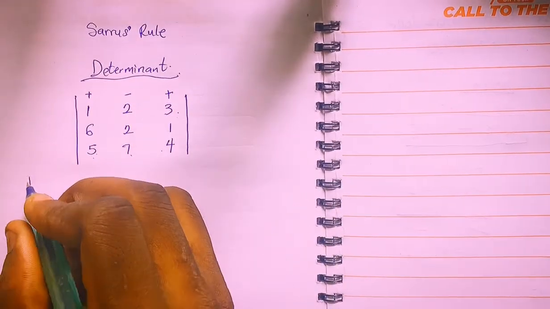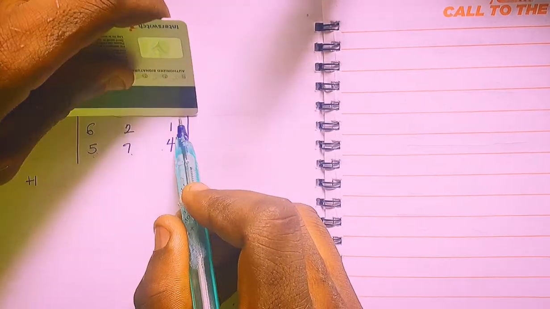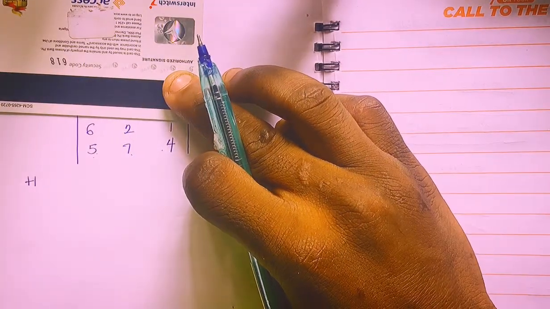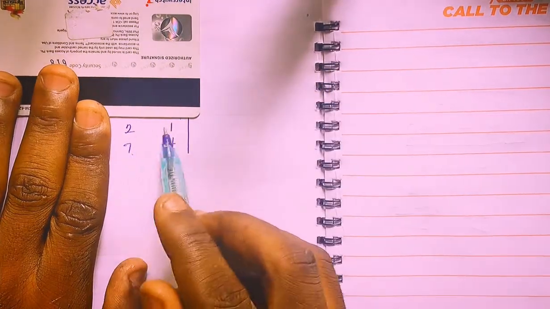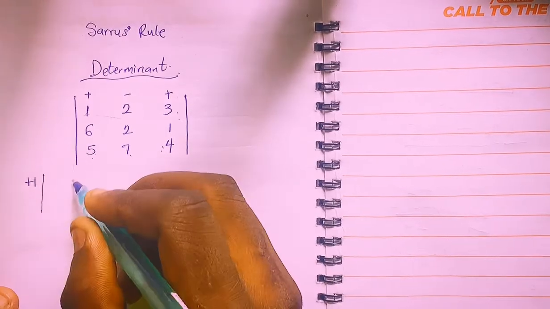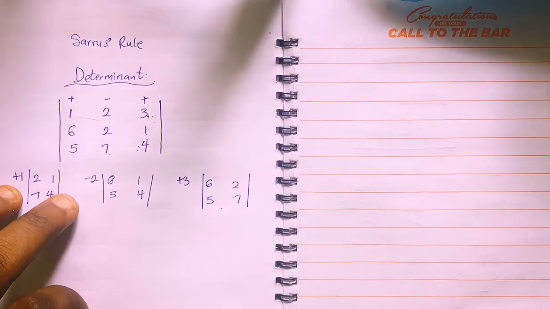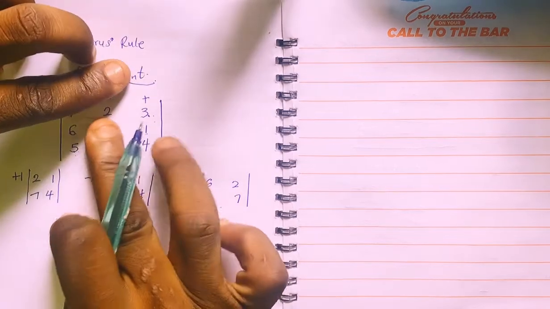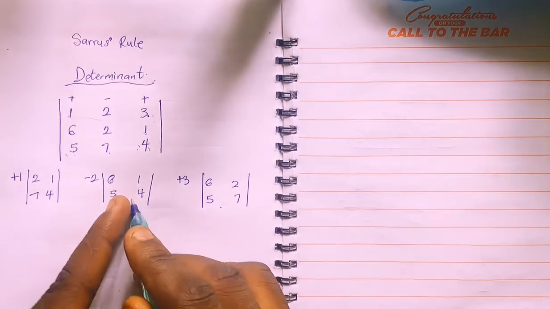Then let's bring out this. We are having plus 1, right? By ignoring this row, and also this, and also this column, what is the number that we see? That's 2, 1, 7, 4, right? Then we write it out. So guys, the next element that we are having here is minus 2. Then let's ignore the column of minus 2 and also the row. What is the number that we see? We are having 6, 1, 5, 4. Then I simply write it out here.